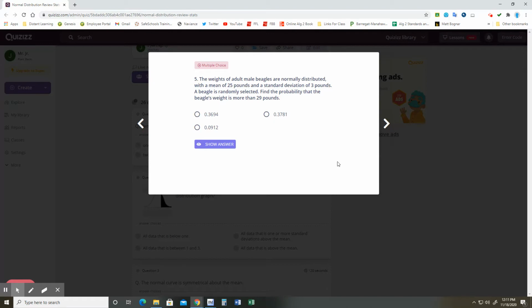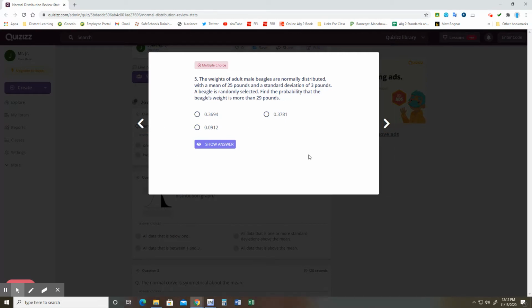Number 5. Now, number 5, very similar problem. You can see that right there. The only difference between the two problems are the limits, because now this problem is saying, okay, everything is the same. What is the probability that the beagle's weight is more than 29 pounds? Now, clearly, they even kept the choices the same.